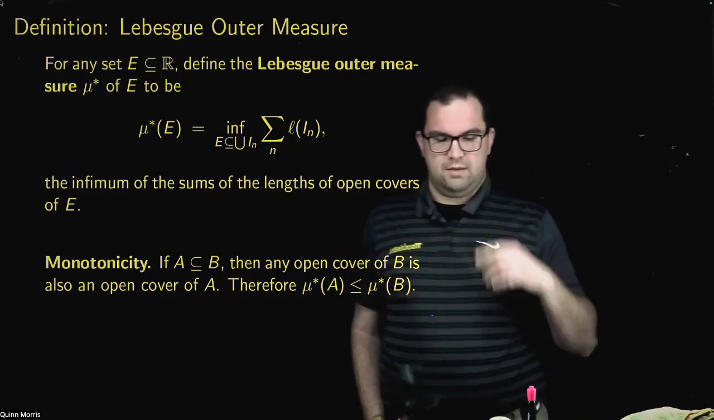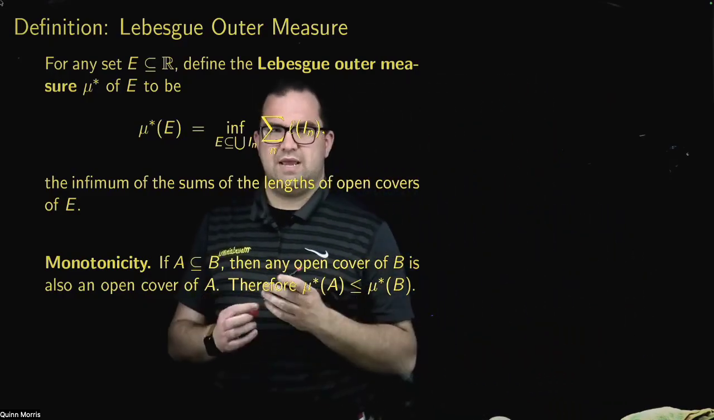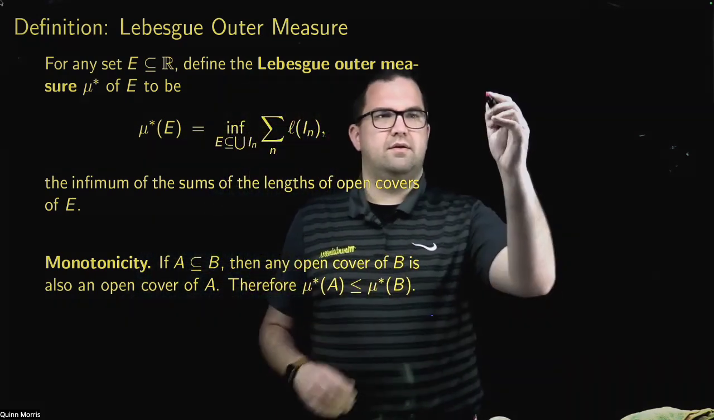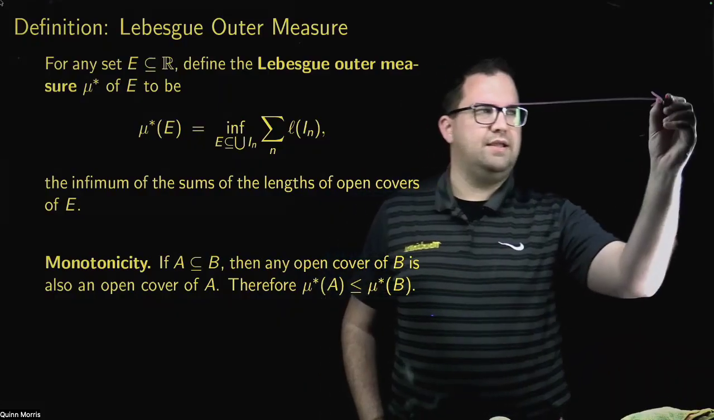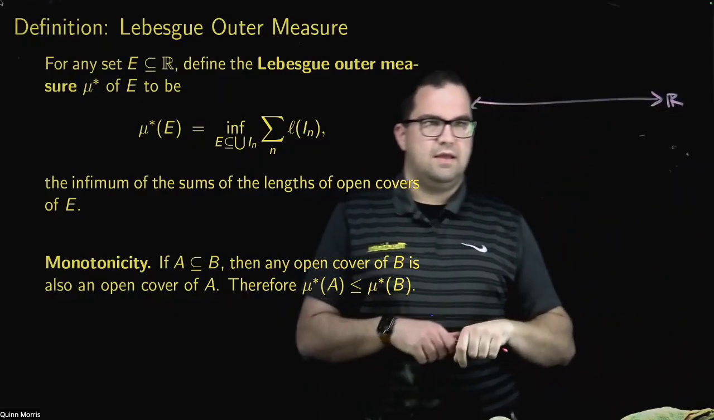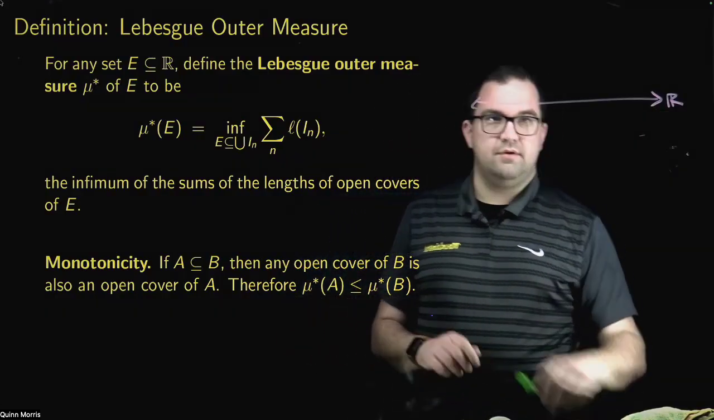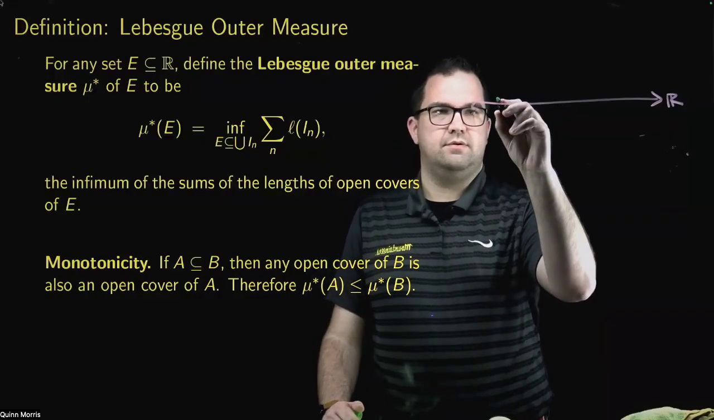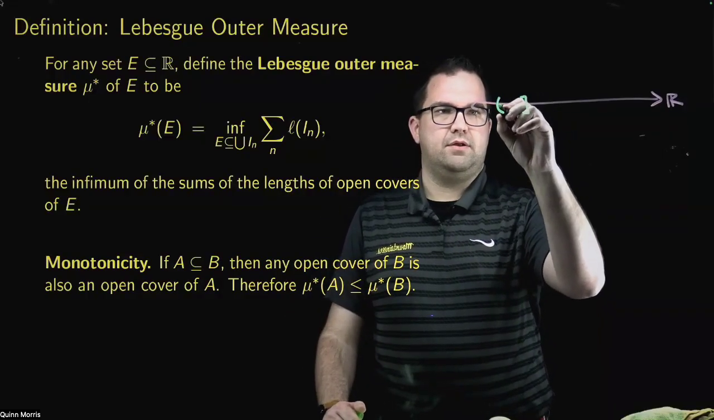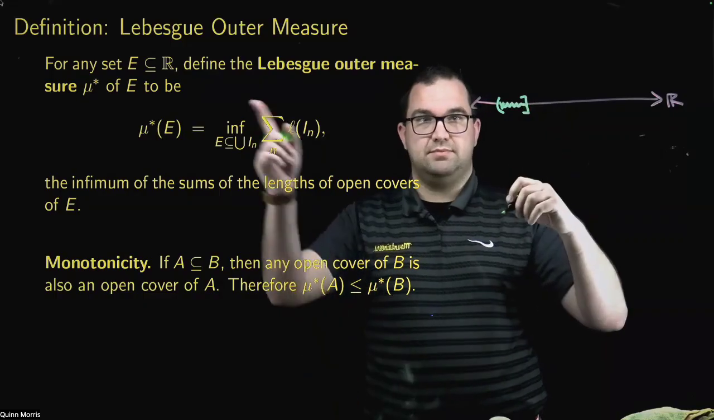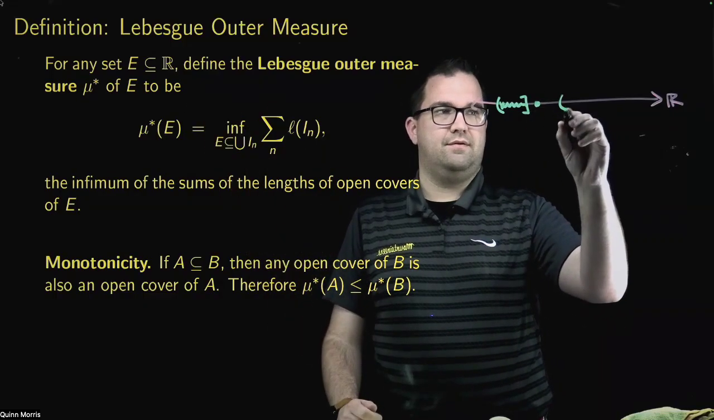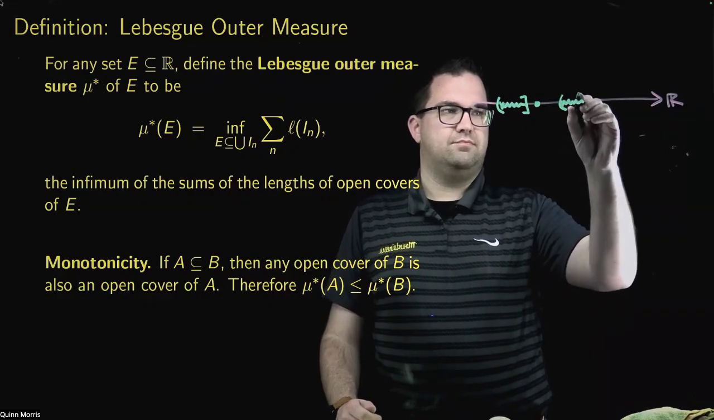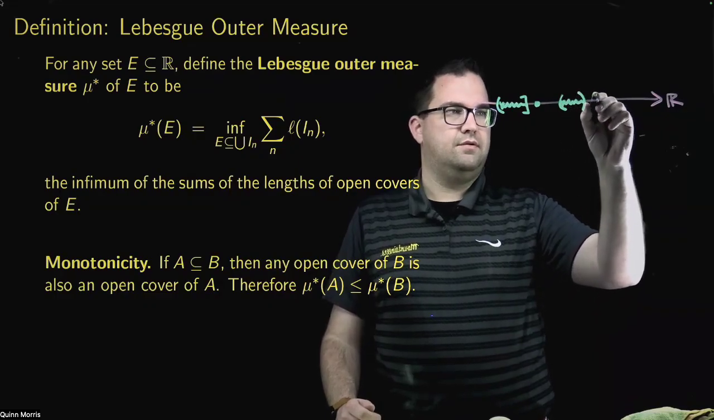Okay. Now, again, to help understand how this definition is working, imagine I have my real number line sitting here, and I have some set that I want to measure. This set could be any subset of R, so it could be any sort of weird looking set, and even this isn't particularly odd.